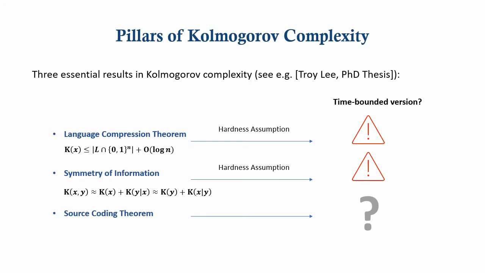are interested in is whether we can translate these three results for Kolmogorov complexity to the time-bounded setting, which may be more useful in the setting of complexity. And unfortunately, it was observed that under some hardness assumptions, language compression and symmetry of information do not have a time-bounded version. On the other hand, we do not know such negative evidence for proving a source coding theorem in the time-bounded setting.